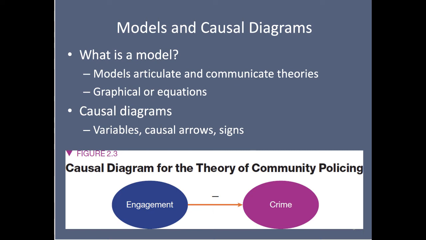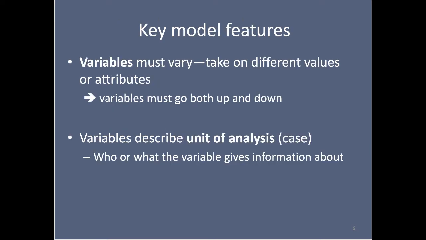And the one we're going to talk about is a theory of community policing. And the idea is that this particular approach of community policing will result in greater engagement by police in the community. And then the idea is, what effect does that have on crime? So the first component is the variable.